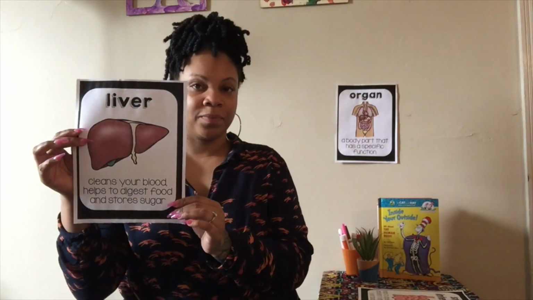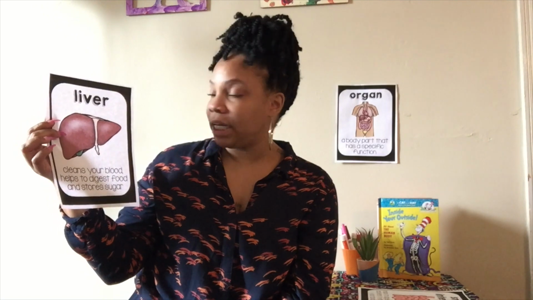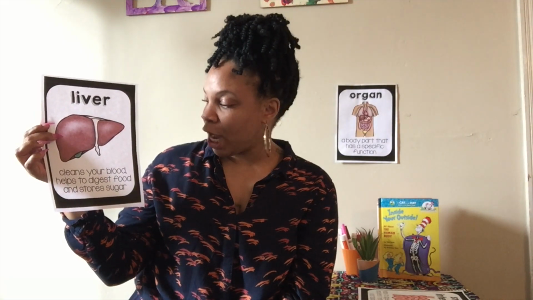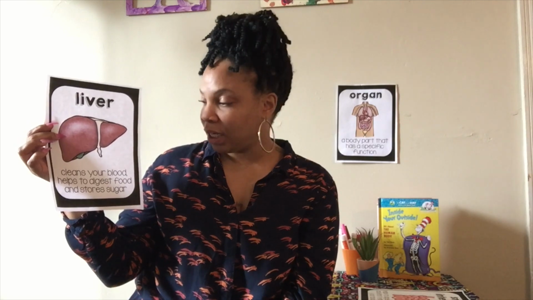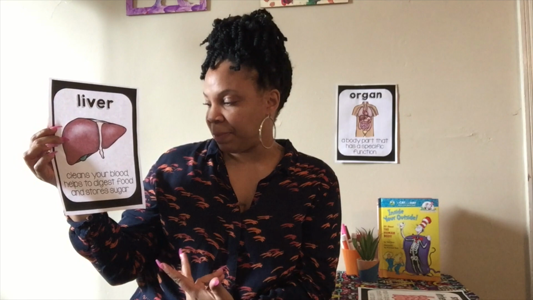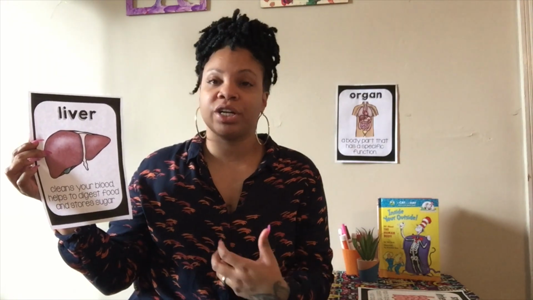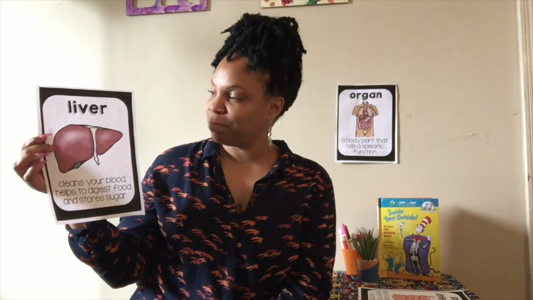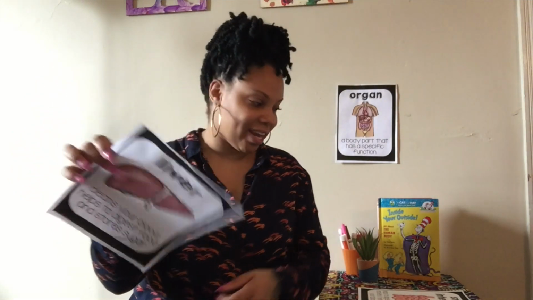Next up is the liver. Your liver cleans your blood and helps to digest food and stores sugar. So the liver helps to clean your blood. It works along with the stomach to help you mash up your food, and it also stores the sugar that you need in your body. All right, let's move on to the next one.